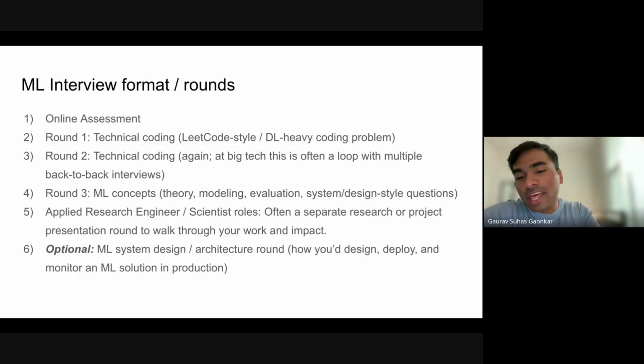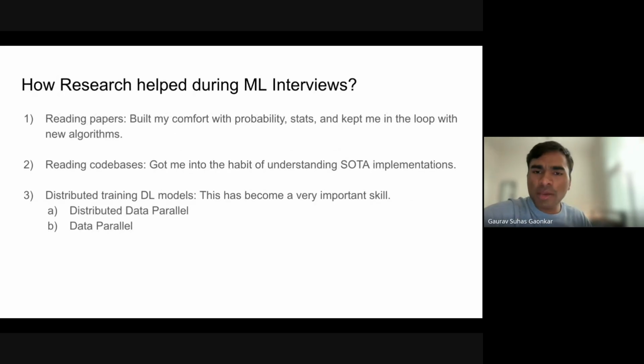Now let's move on to what helped from research that maybe you can also benefit from. First is reading papers. This goes without saying that during research, if you are working in the core area or even on applied projects, you'll be reading a lot of papers. This really built my comfort with mathematical concepts like probability and stats. What evaluation metrics are used in recent days? What metrics do you use when the data is imbalanced? What all metrics are important? It also really helped me stay in the loop with new algorithms.